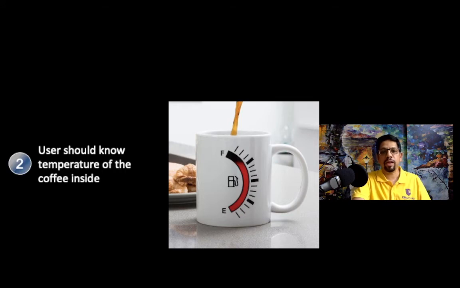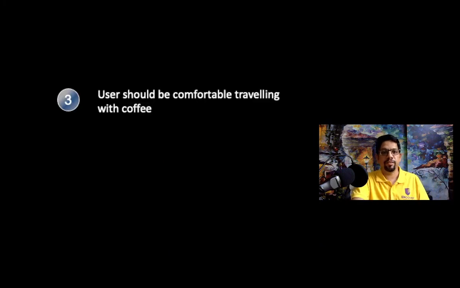Here, as long as it is hot, it shows red, and as the quantity goes down, and obviously the temperature goes down, the redness will keep on going down. So this is what helps us to solve the problem of the user. Now they are able to understand the temperature, and they are able to understand the quantity.